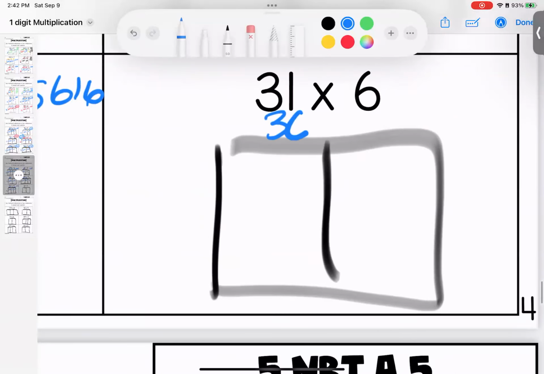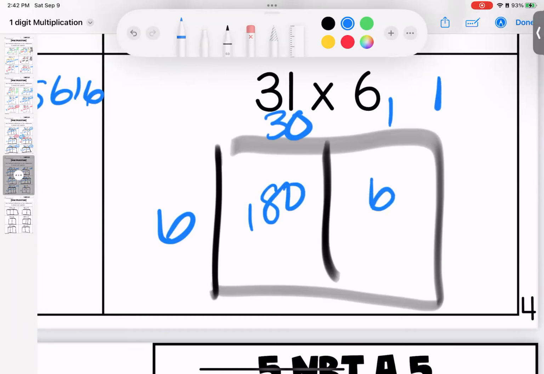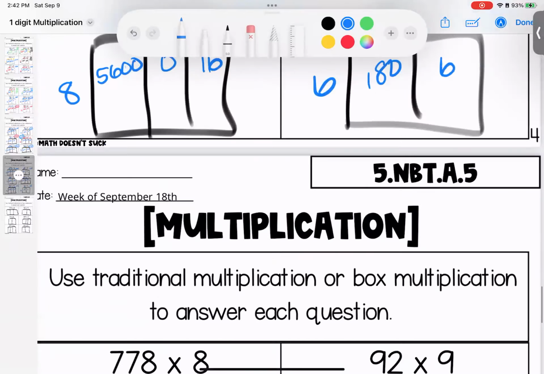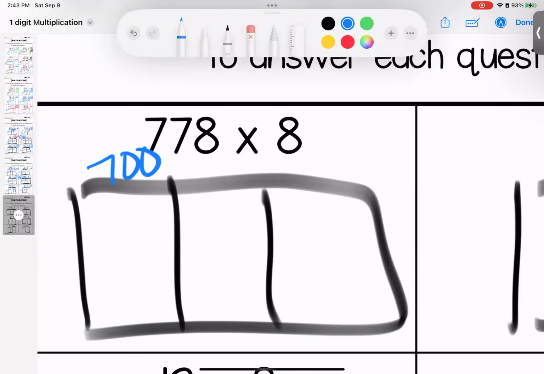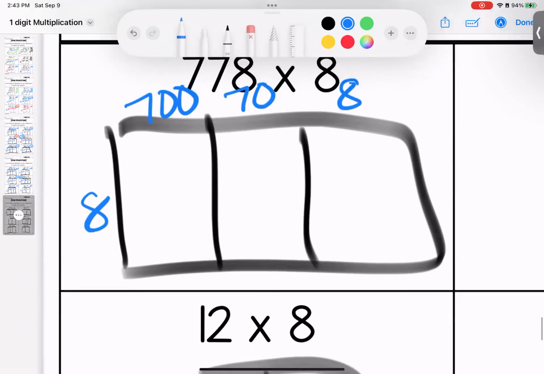Over here, 31 times 6. 6 times 3 is 18 with a 0. 6 times 1 is 6. 186. Questions on page 4? Bring it with you. All right, Nuggets, if you got this far, congratulations. You have worked really hard to practice your skills, and we are almost done.